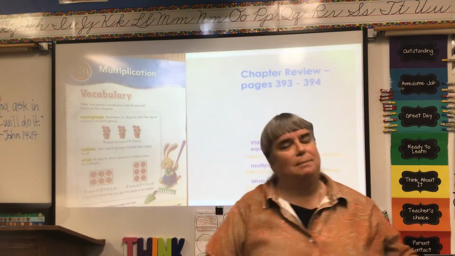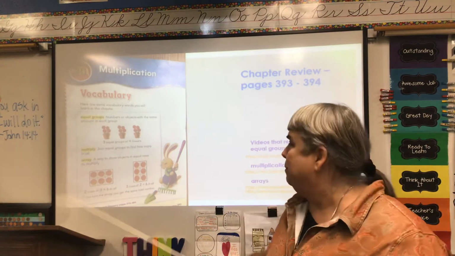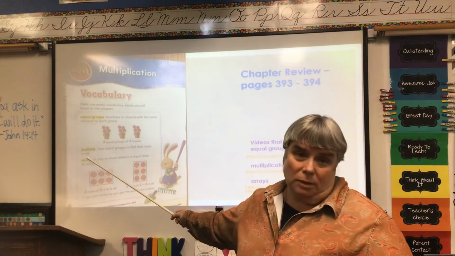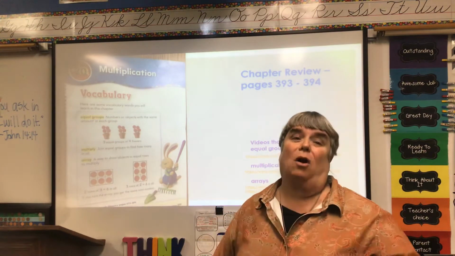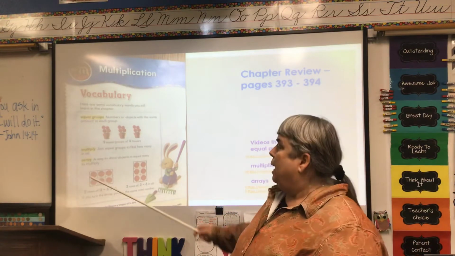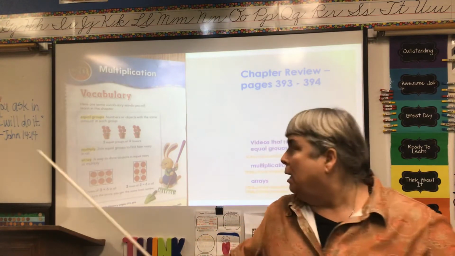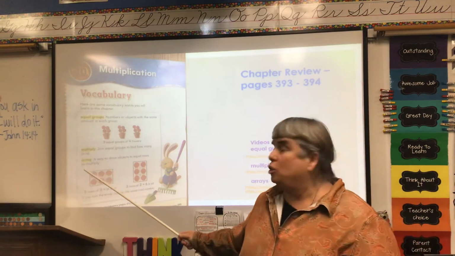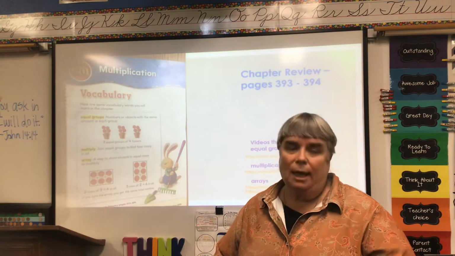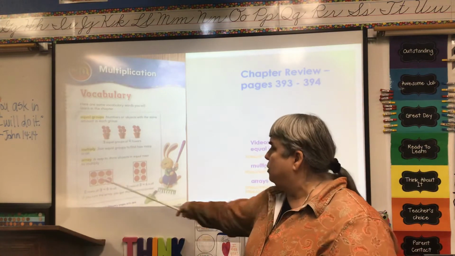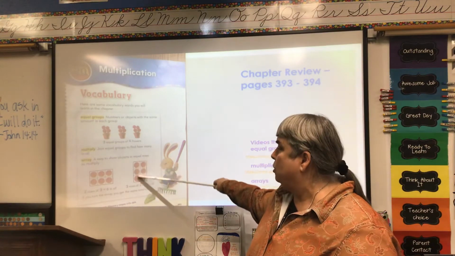The next term is multiply. I'm sure you've heard that word before. It says when we multiply, we join equal groups to find how many there are in all. Lastly, we're going to have something called an array. An array is a way to show objects in equal groups to multiply. Now, there's special words for when the numbers go across and when the numbers go down.